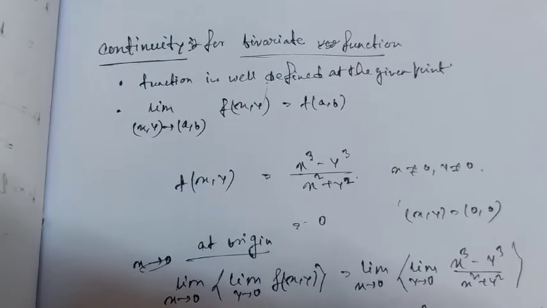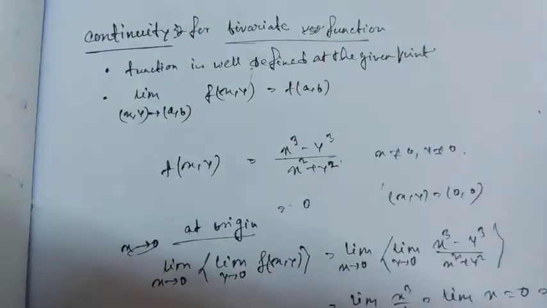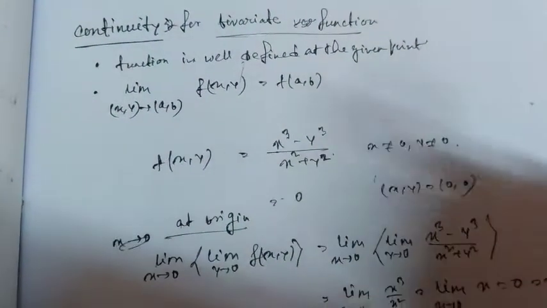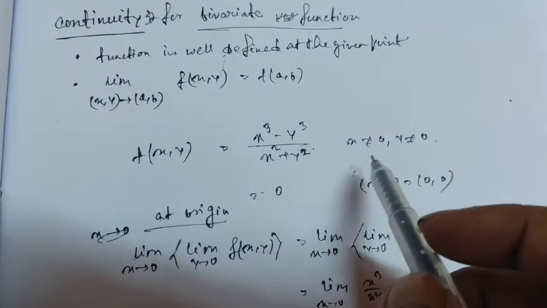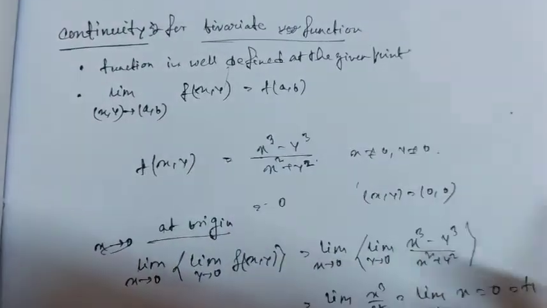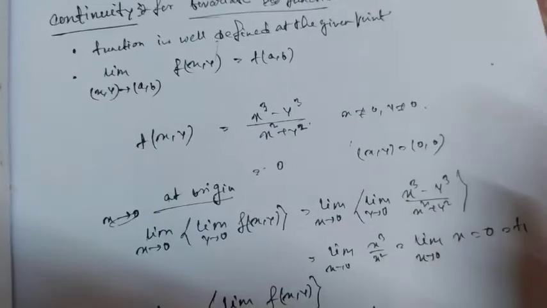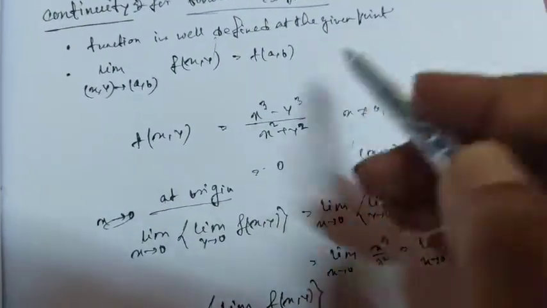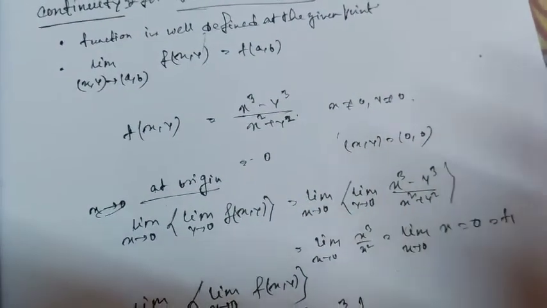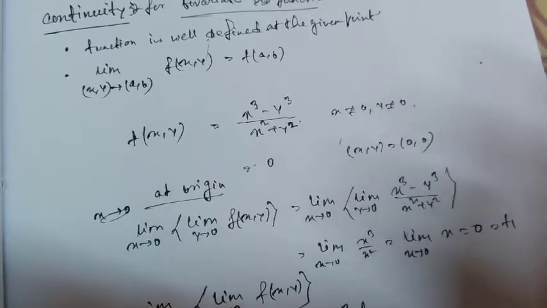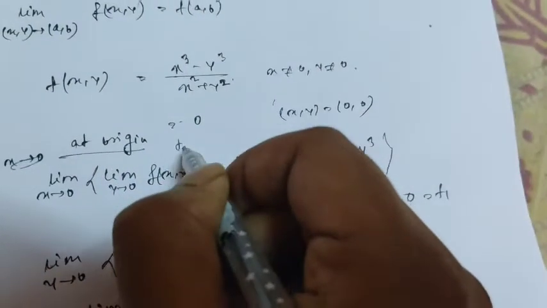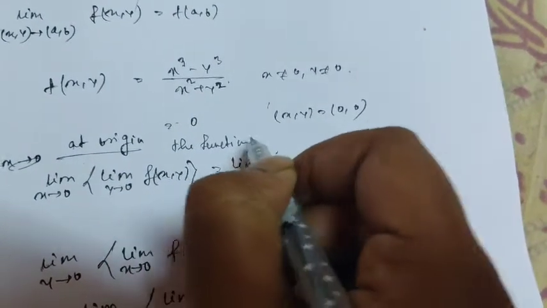So for this problem, we will check whether the function is continuous at the origin or not. First of all, whenever x is not equal to 0 and y is not equal to 0, this is well defined, because well defined means there is no singular point. A singular point means the function is undefined, because sometimes the denominator at some point will be 0, but here there is no such case, so we can say that the function is well defined by our observation.